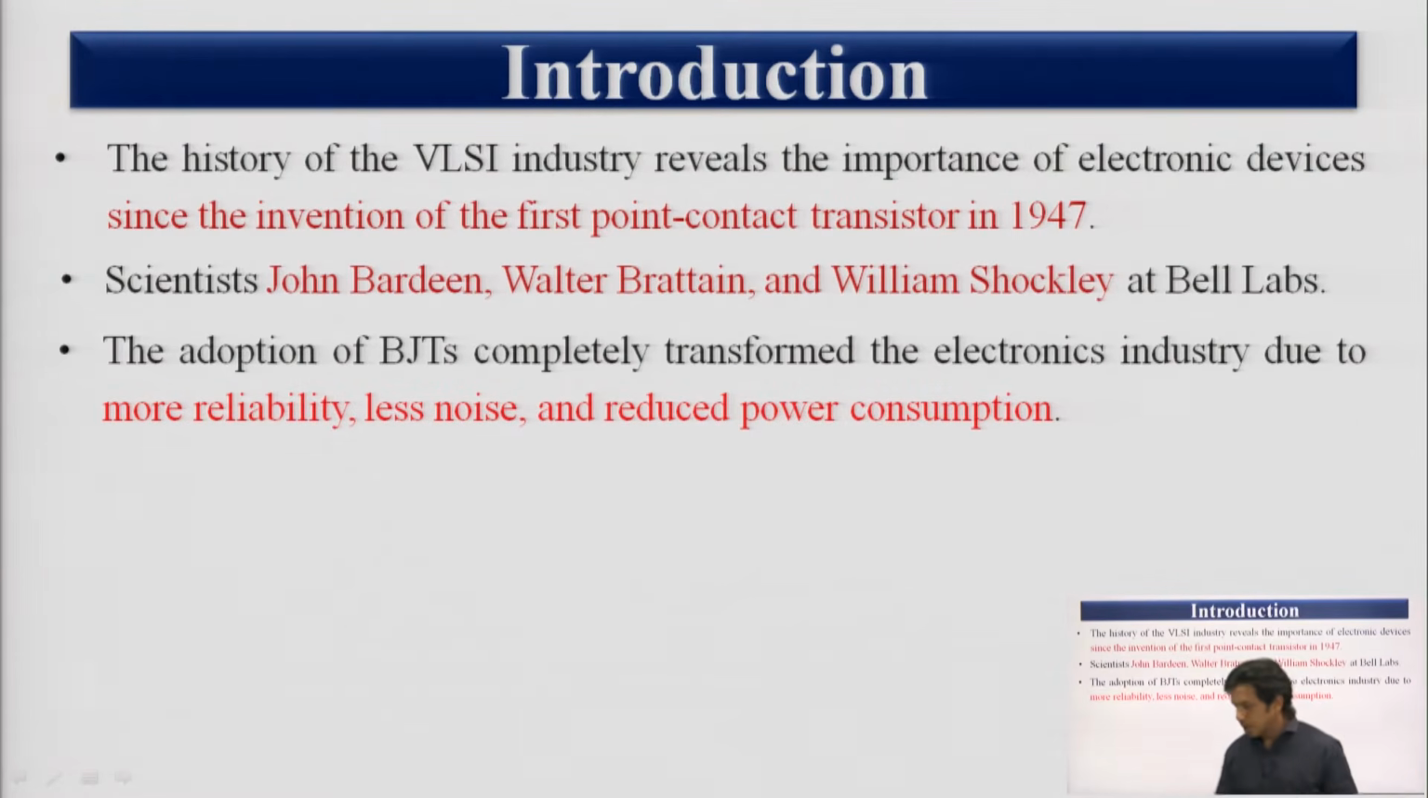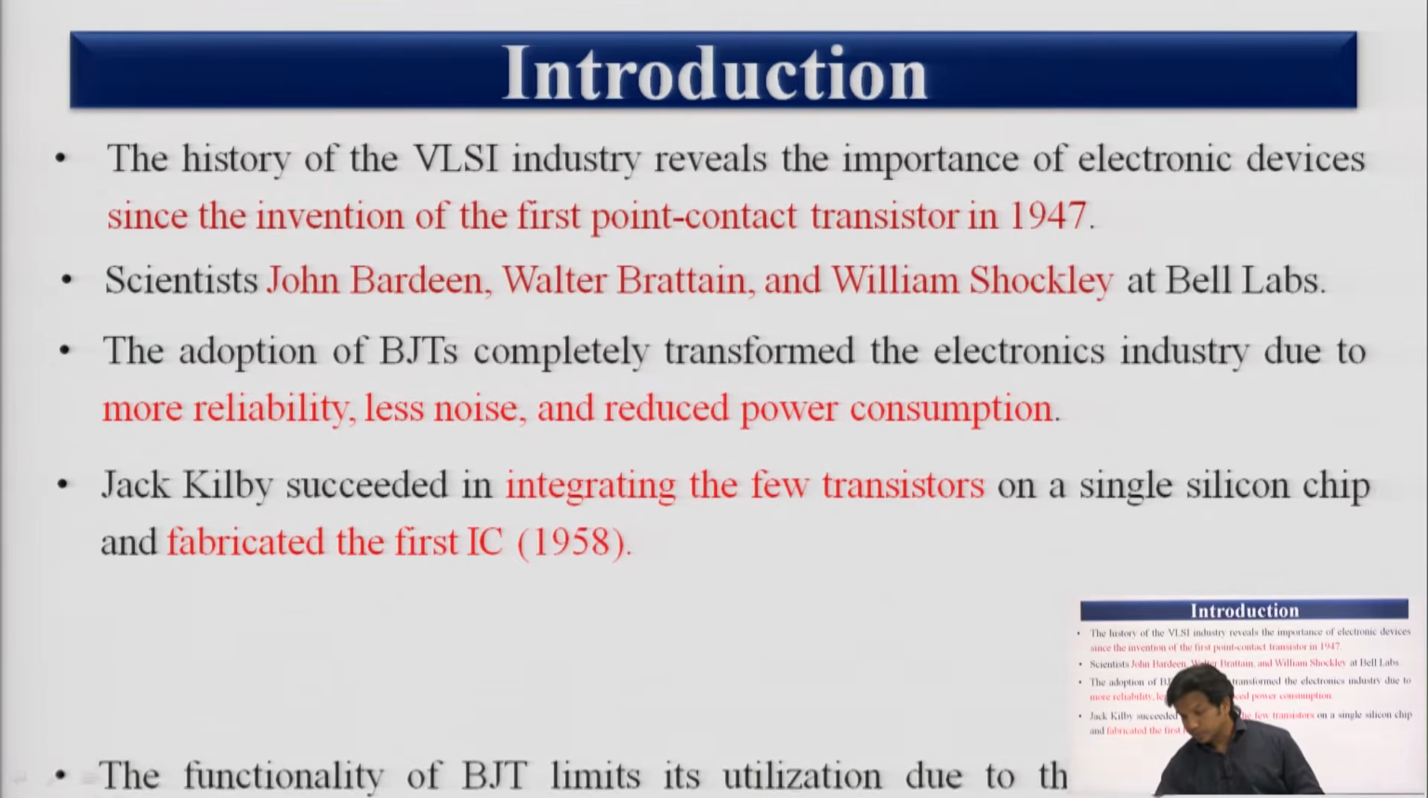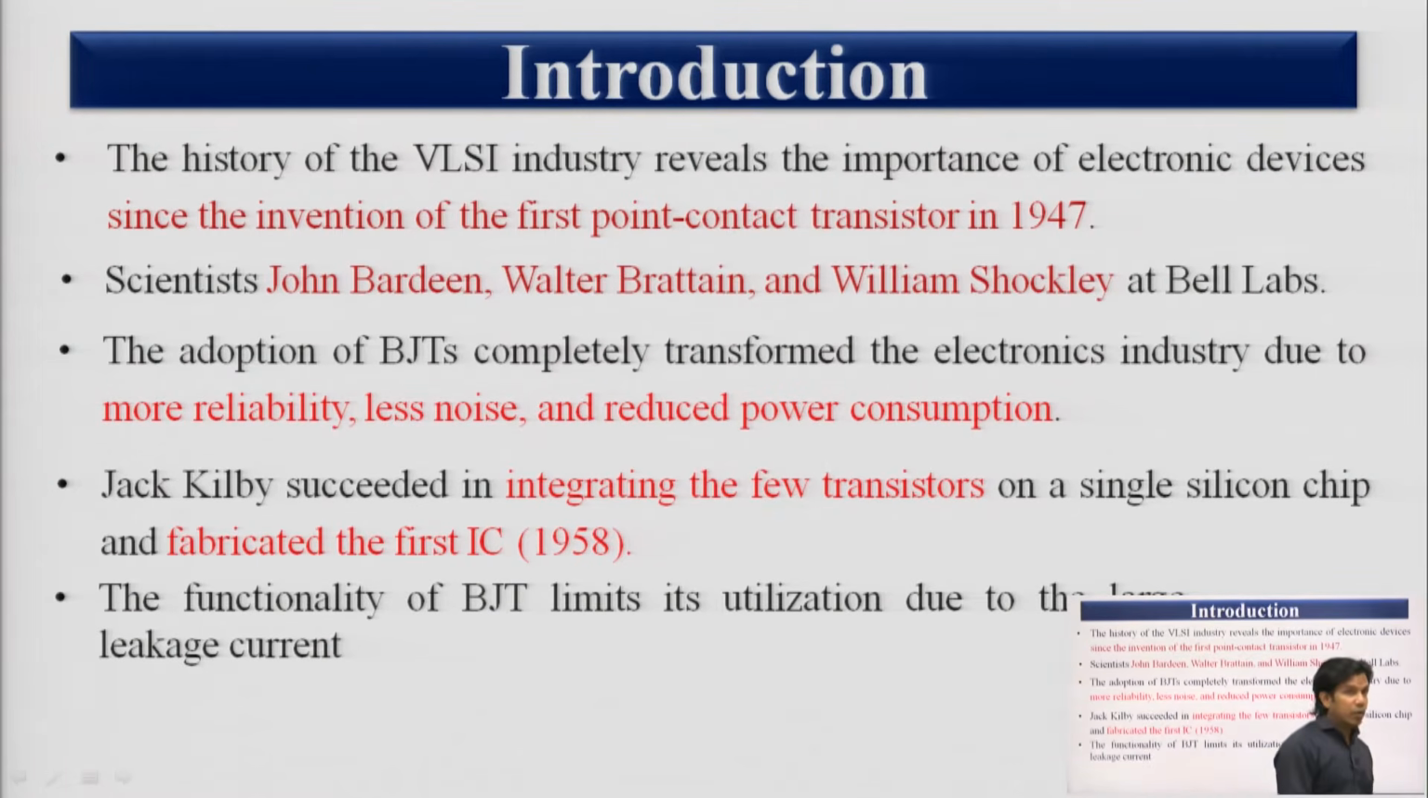After that, in 1958, Jack Kilby succeeded in integrating a few transistors, meaning a small number of transistors, on a single silicon chip. We will see that in the upcoming slides, where I will show you the pictorial representation of the integrated circuit. However, the functionality of the BJT limits its utilization due to the large leakage current.